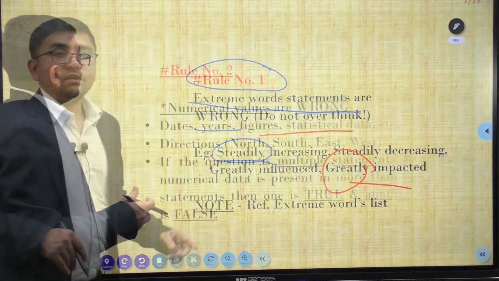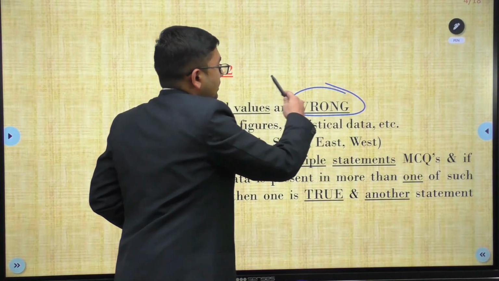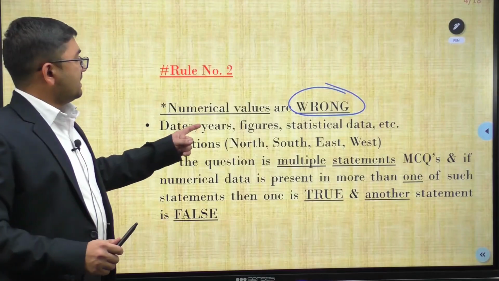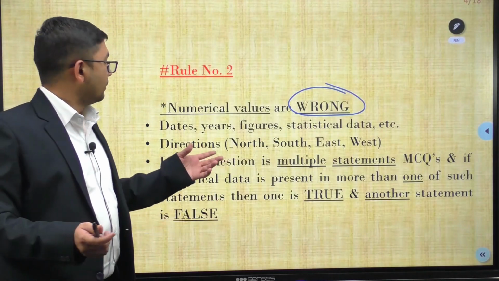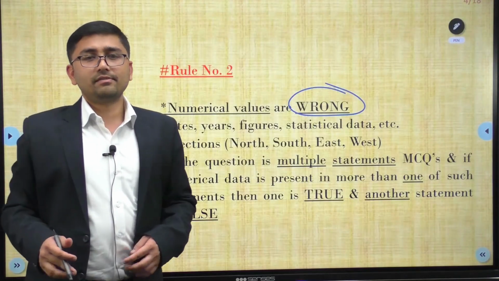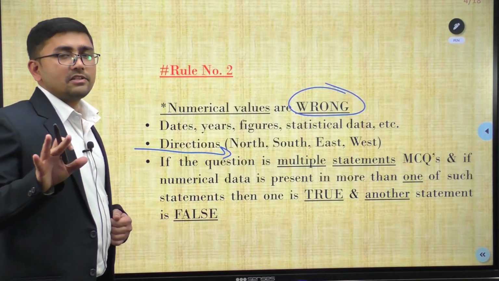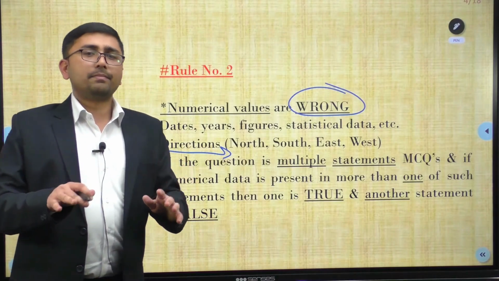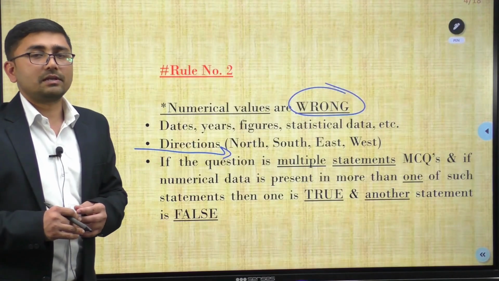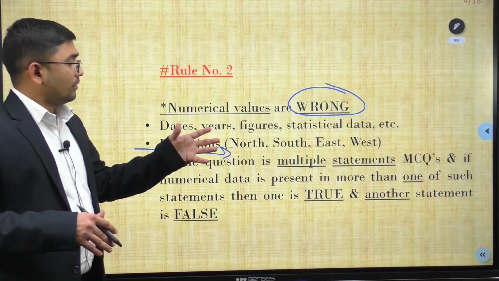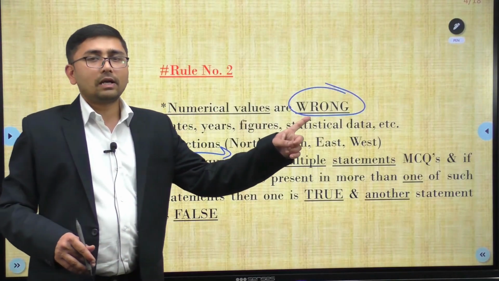My dear friends, the second golden rule says that numerical values are wrong. Dates, years, figures, statistical data, etc. will be wrong. Then directions, north, south, east, west, will be wrong, because direction is easily twisted. In place of east, the paper setter may give you west. In place of north, the paper setter may give you south. So it gets shuffled, easily tweaked. But numerical values are wrong.